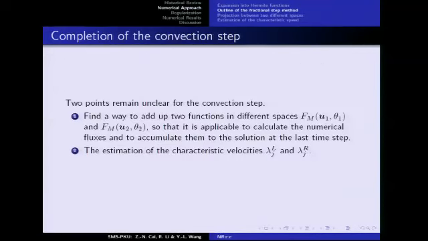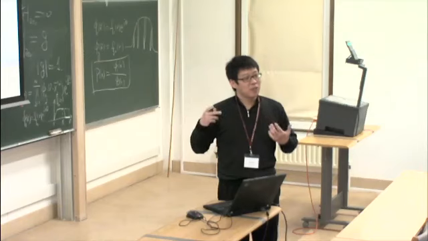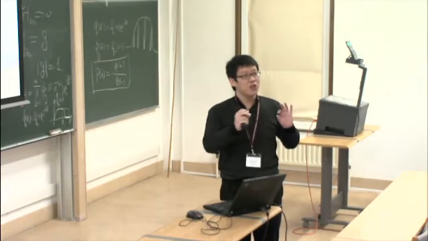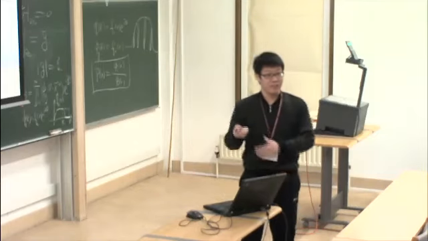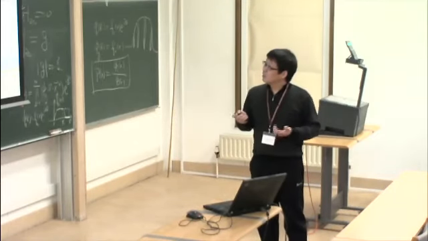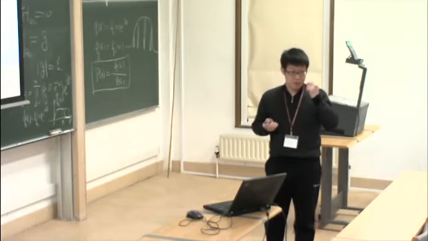The complex one is trying to add up two functions in different spaces. There are two polynomials: one is a polynomial of x, the other is a polynomial of x plus 1. Numerically, we only have the coefficients of the polynomials. So how can we add up these two things efficiently?